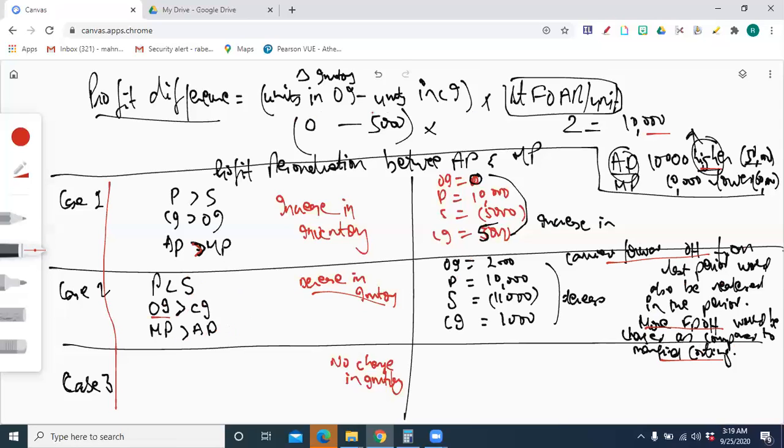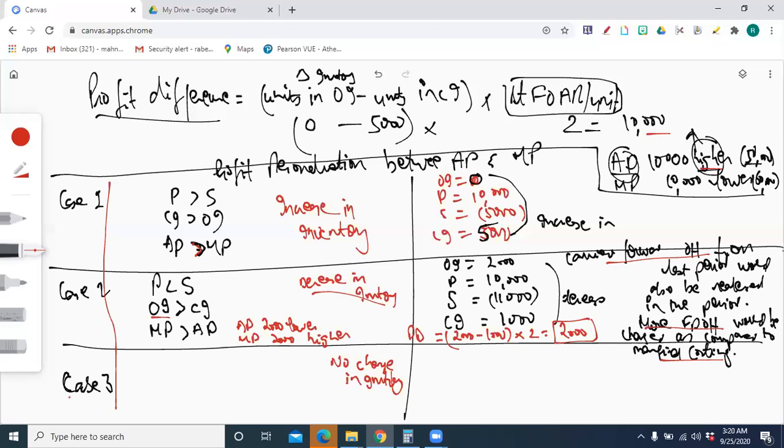And how would you calculate the difference? The same way. Opening inventory 2,000, closing inventory 1,000, into, for example, a fixed overhead absorption rate of 2. So 1,000 into 2, the difference in profit under absorption and marginal would be 2,000. That's the formula of the profit difference: units in opening minus units in closing, into standard fixed overhead rate per unit. And here absorption profit would be 2,000 lower and marginal profit would be 2,000 higher.